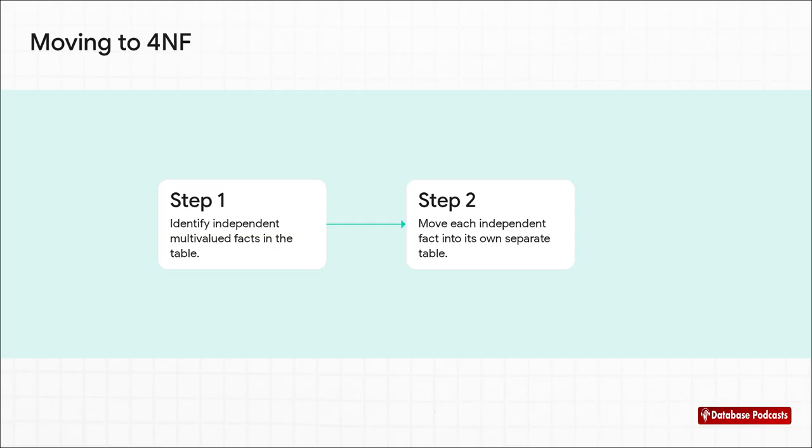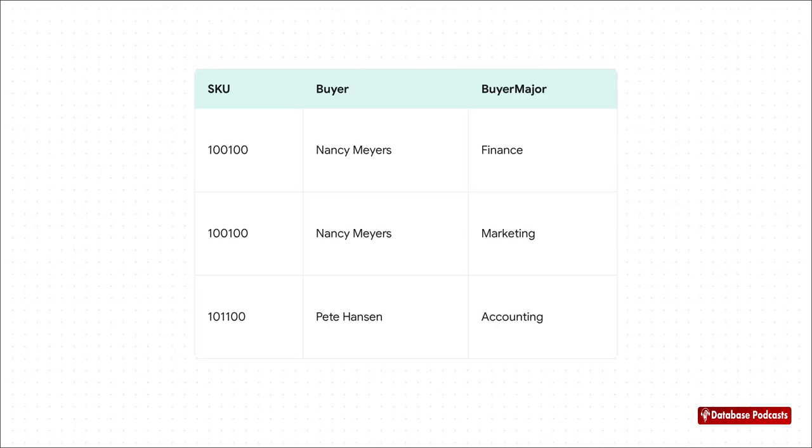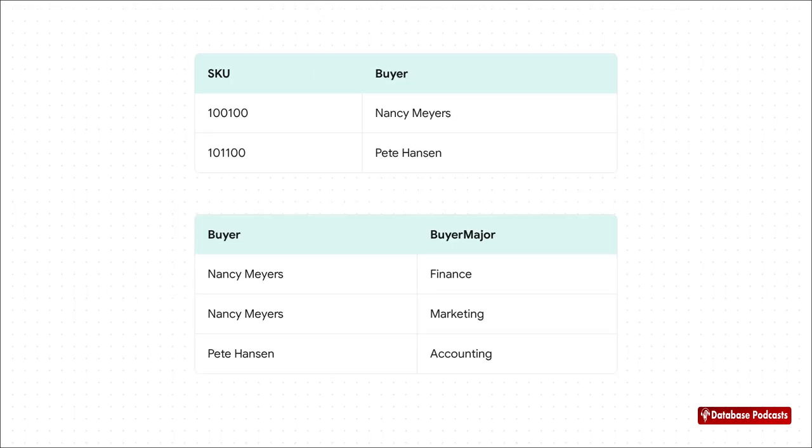And second, you just pull them apart. Give each independent fact its very own table. That's it. So here's our problem child one last time. We've got 2 different ideas mixed together: the products a buyer is associated with and the majors a buyer has. Let's untangle that knot. And boom!